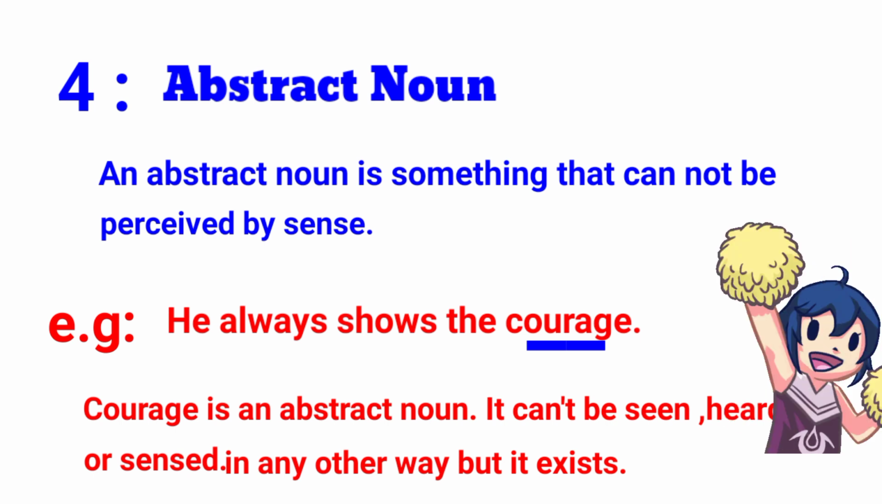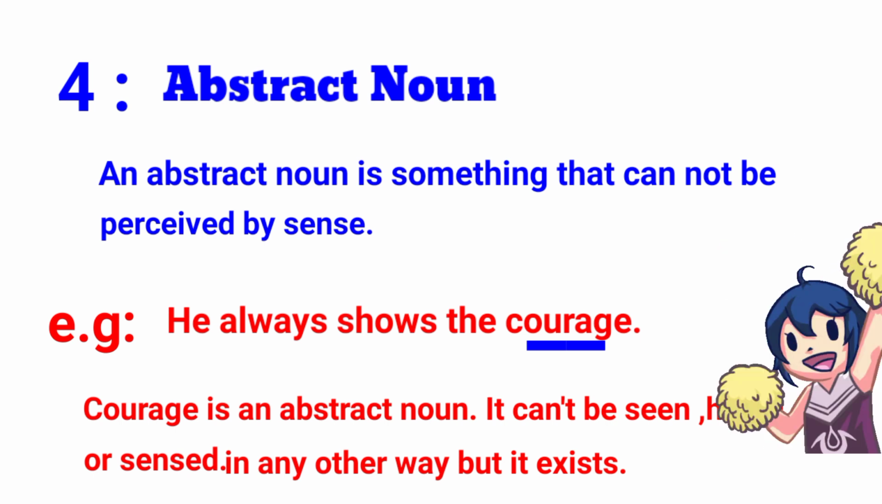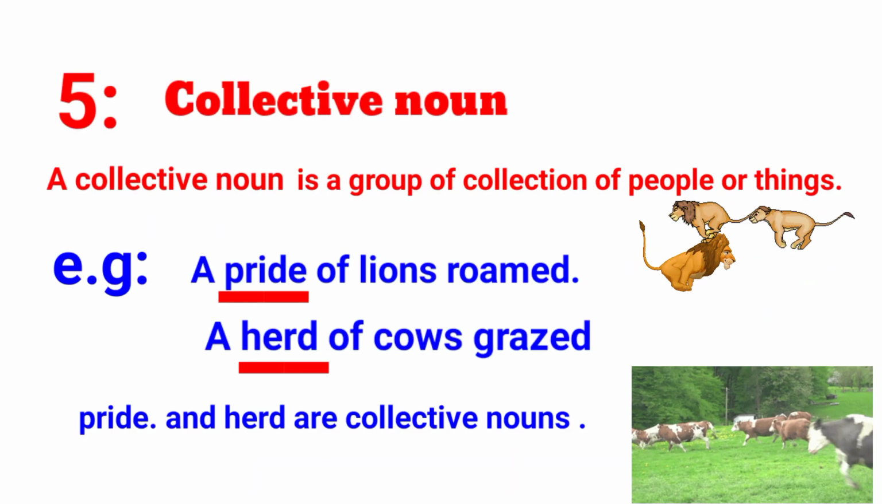Number 4, abstract noun. An abstract noun is something that cannot be perceived by the senses. For example, he always shows courage. Courage is an abstract noun. It cannot be seen, heard, or sensed in any other way, but it exists.